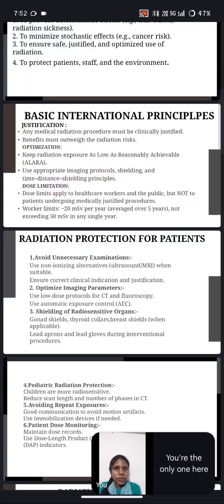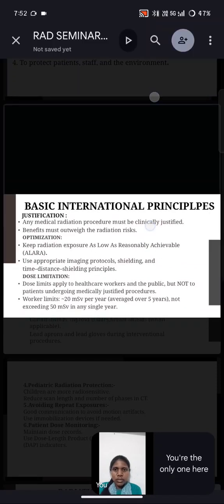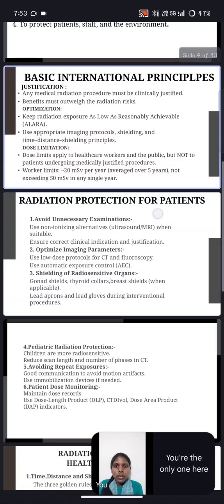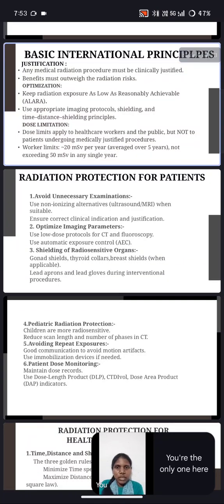Basic international principles. There are three principles. First one is justification. Any medical radiation procedure must be clinically justified and the benefits must outweigh the radiation risks. Optimization. Keep radiation exposure as low as reasonably achievable. Use appropriate imaging protocols, shielding, and the time, distance, shielding principles for protecting the patients.